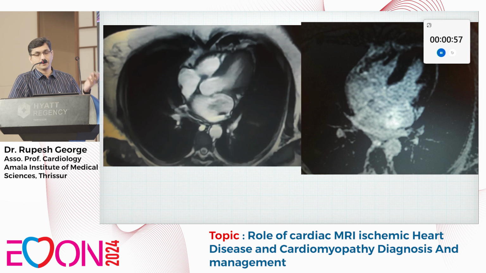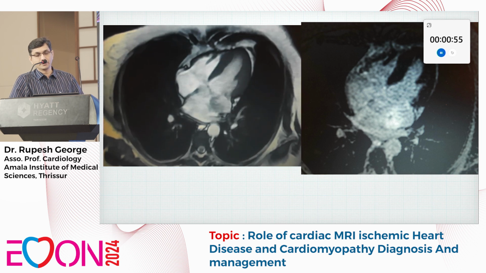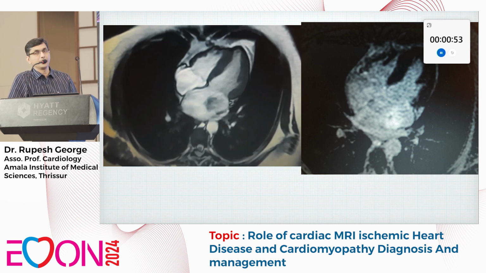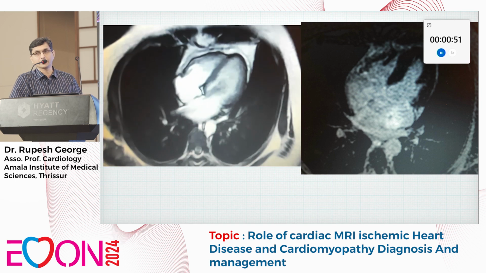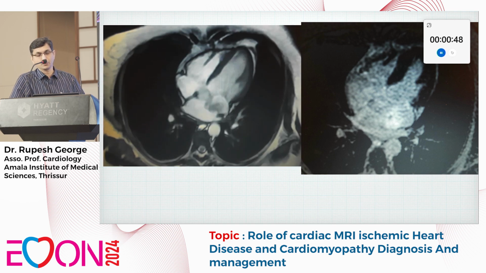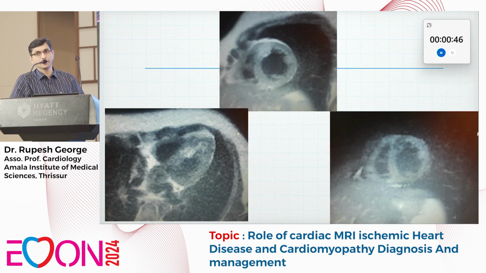This is another mass that you can see moving between the left atrium and the left ventricle. It is not that hypointense. It is isointense in the T1 images on the right-hand side, so it was more of a myxoma. So we can differentiate between tumor and clot, and among the tumors.